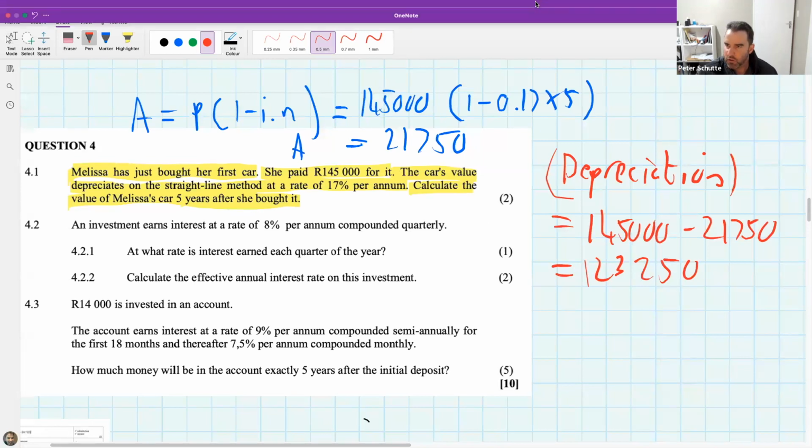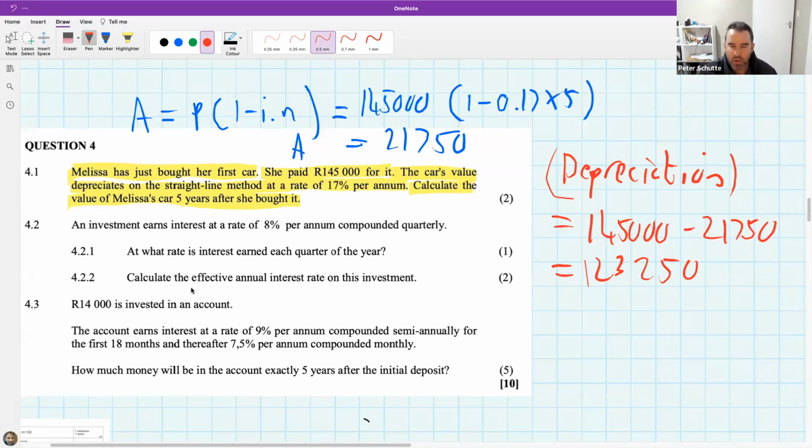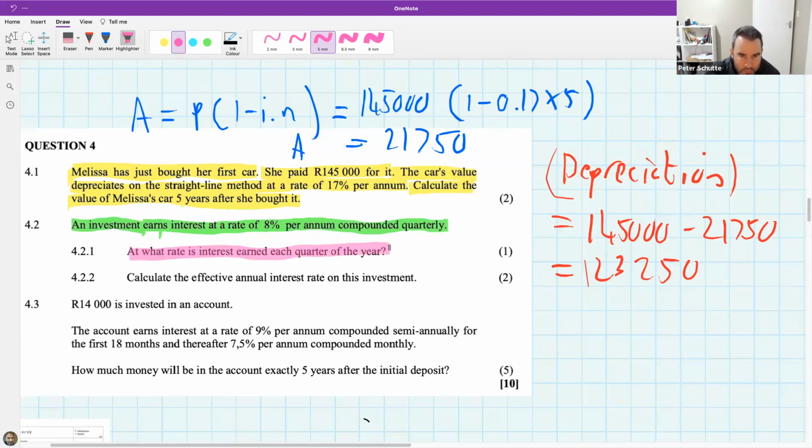Okay, now, since you guys are doing so well at depreciation today, I'm going to mix in another question from the previous lesson, just to see, how much are you retaining? So let's do the next one. It says an investment. Now, notice it's not depreciation we're dealing with. We're dealing with an investment earns an interest at a rate of 8% per annum, compounded quarterly. The question then is, at what rate is interest earned each quarter of the year? And it's worth 1 mark. So what do you think the answer was going to be for that one?